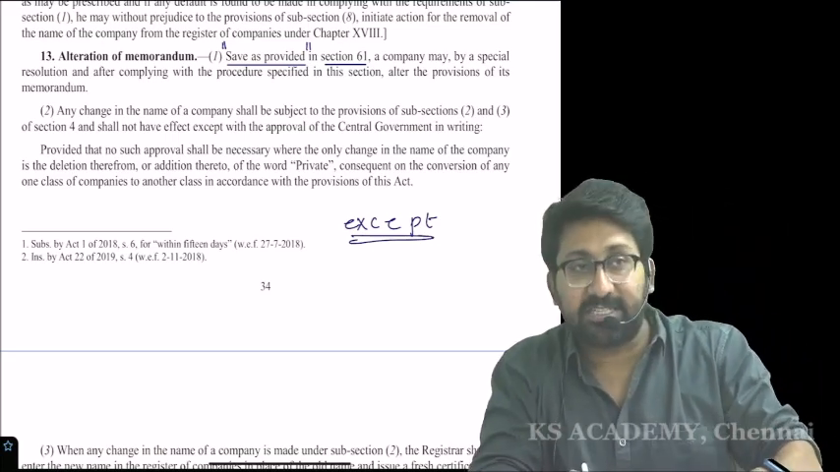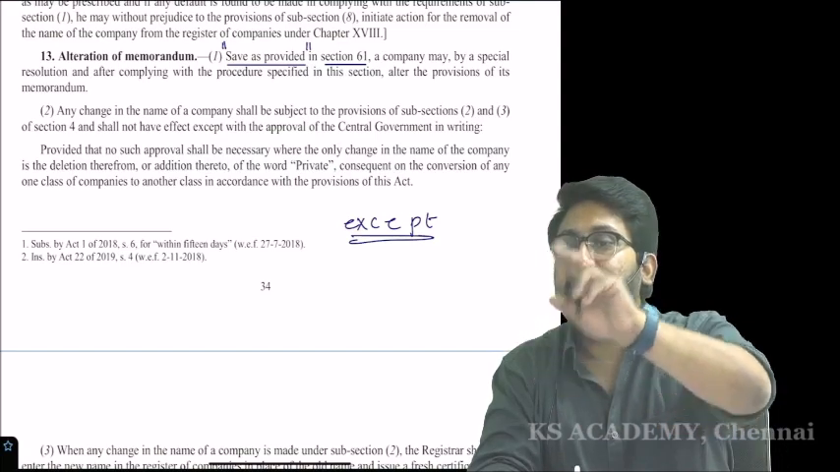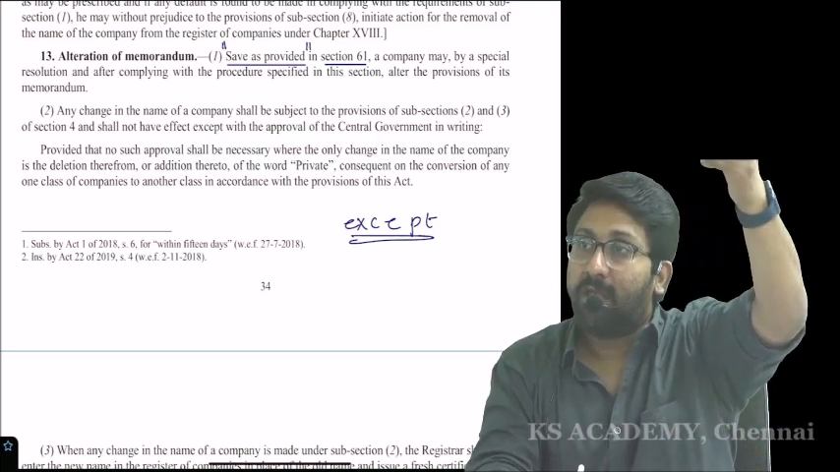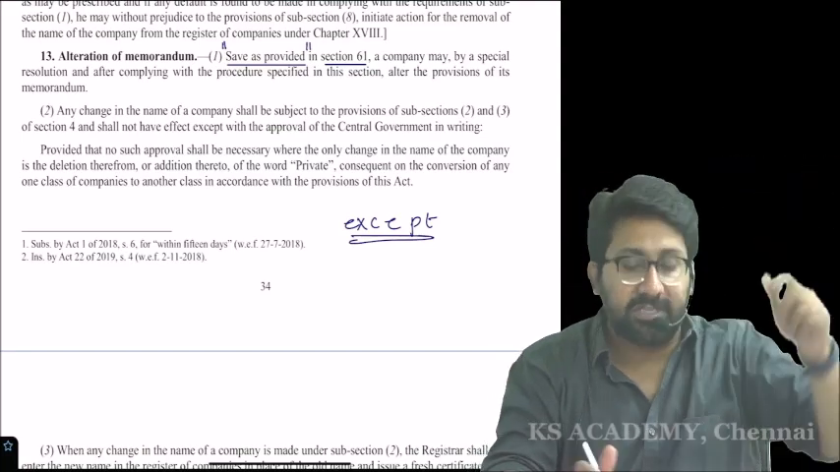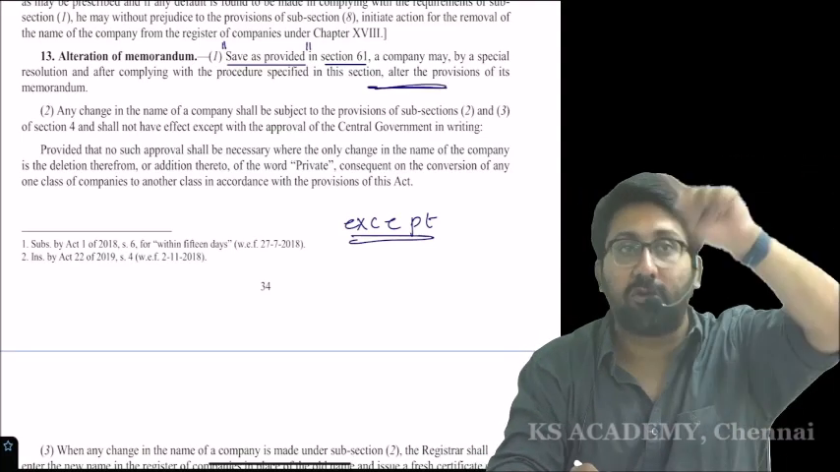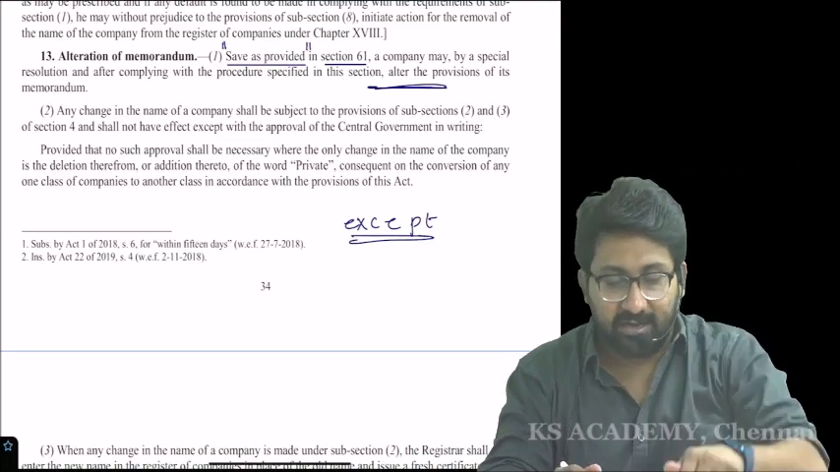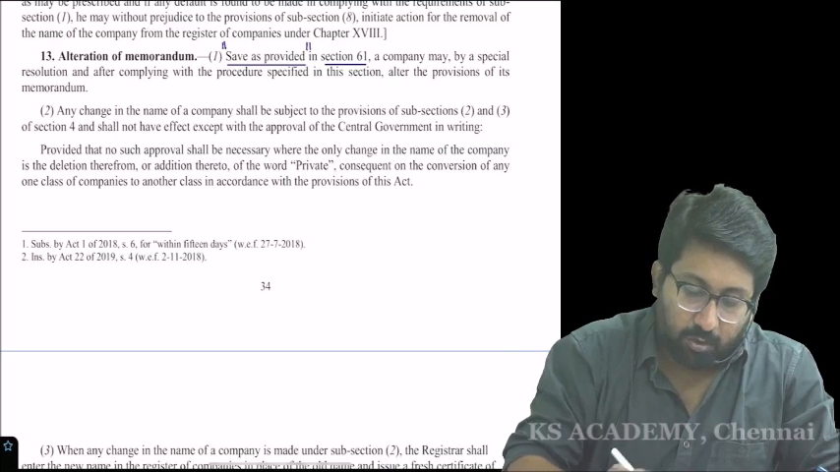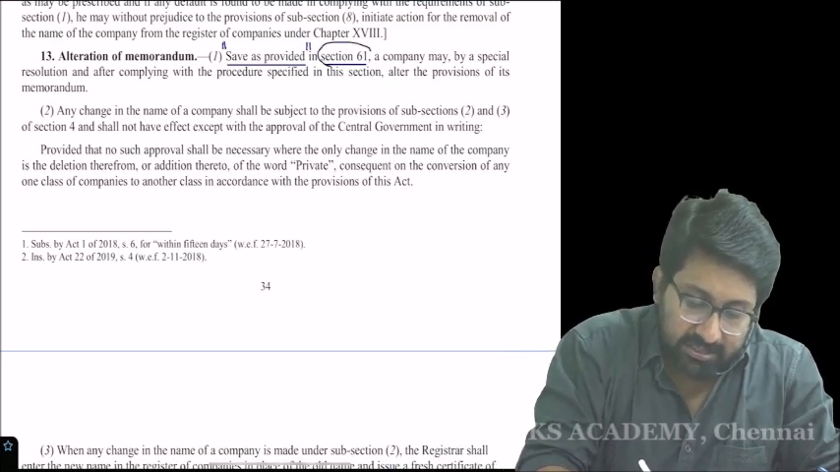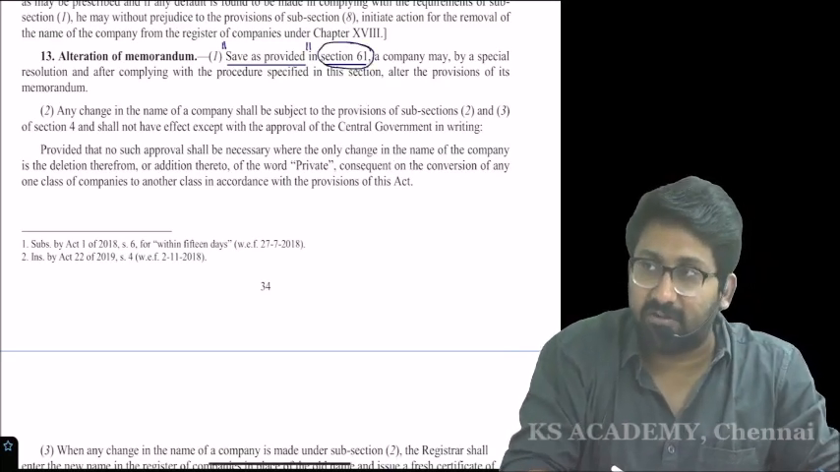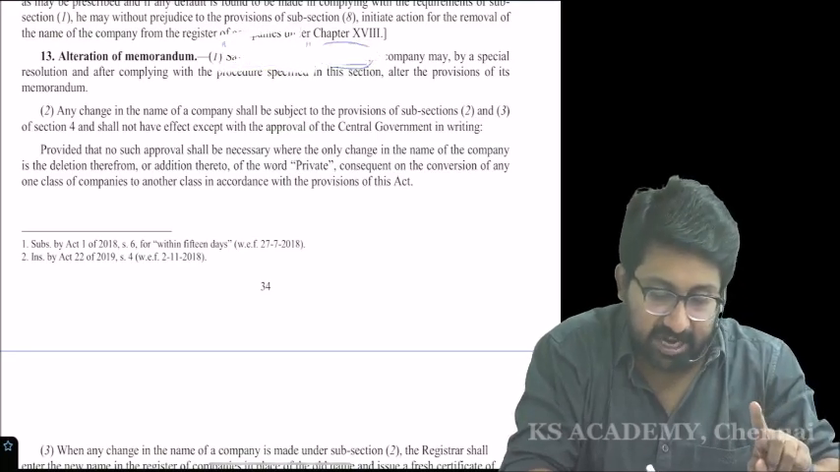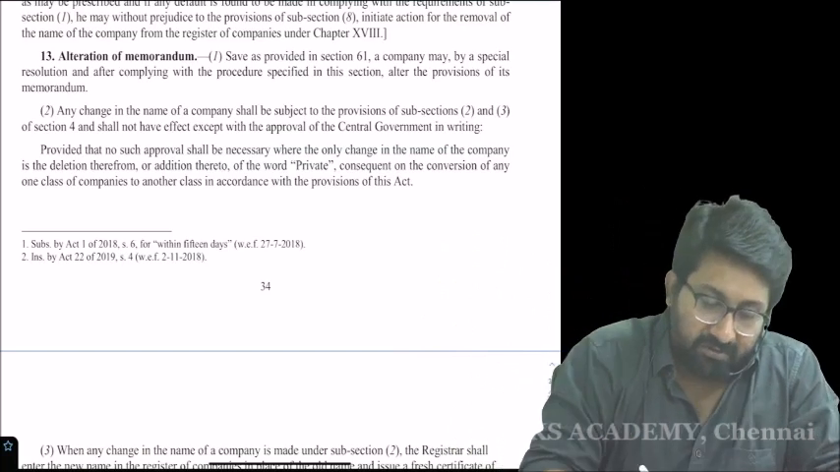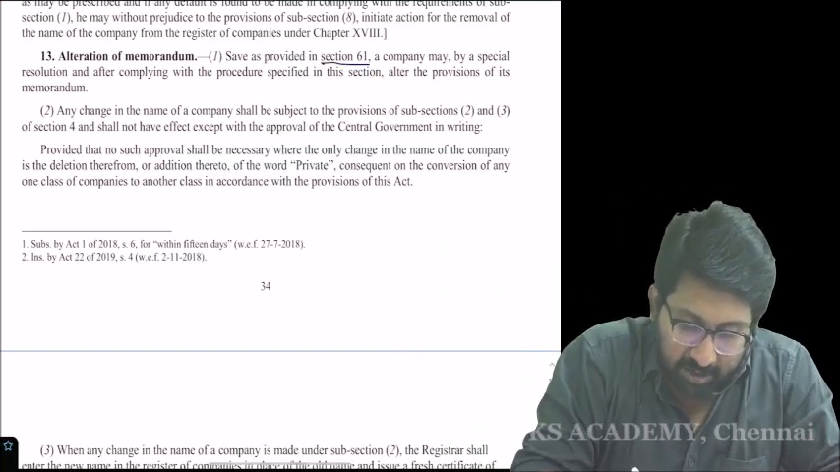This provision is saying something. Save as provided is given. It means if any other section gives a provision contrary to this, follow that. If nothing is said, this will apply. Simply to tell, there is an exception to this rule in section number 61. Sir, I didn't understand what you said. Sir, I read the entire statement. I will explain the concept. Start. Save as provided in section 61.